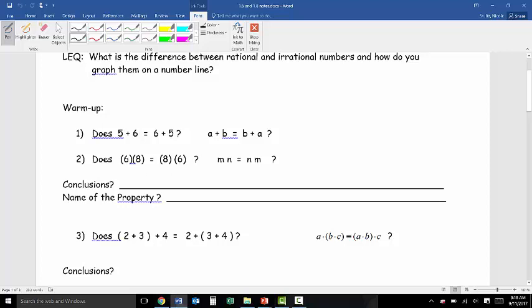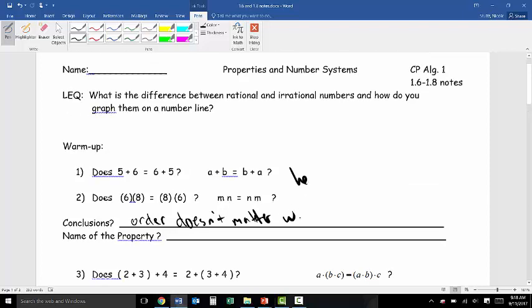The same thing with multiplying. 6 times 8 is 48. 8 times 6 is also 48. So, if we have two variables, the order doesn't matter if we're multiplying. So that's what we're going to write, that order doesn't matter when multiplying or adding. So this is what we call the commutative property.